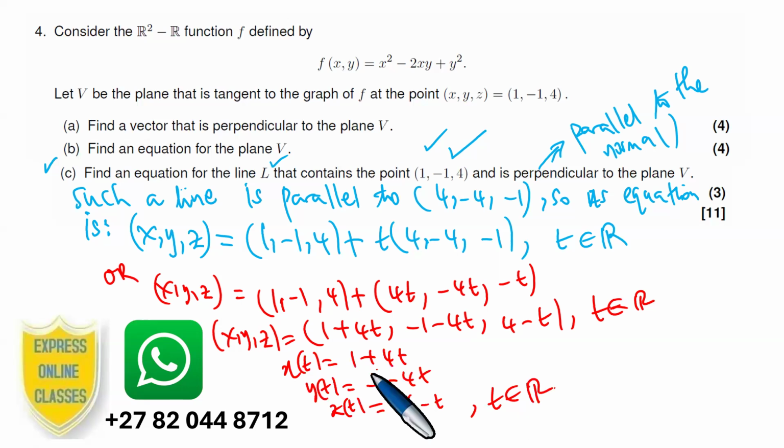So to find the equation of a line, this is exactly what we do. We put the point and t times the parallel vector. So you have (1, -1, 4).